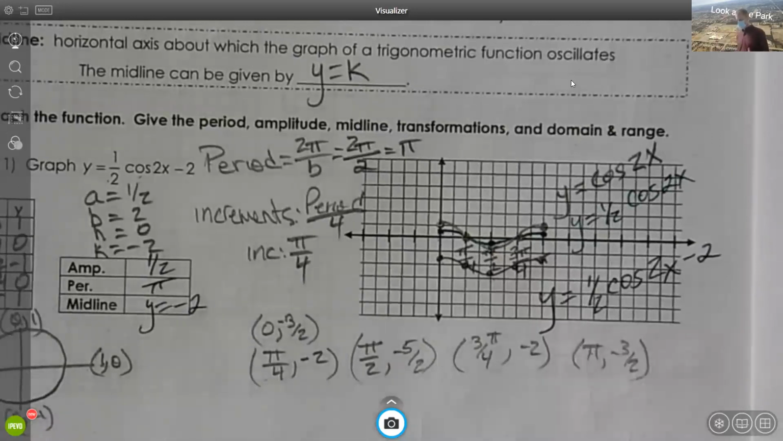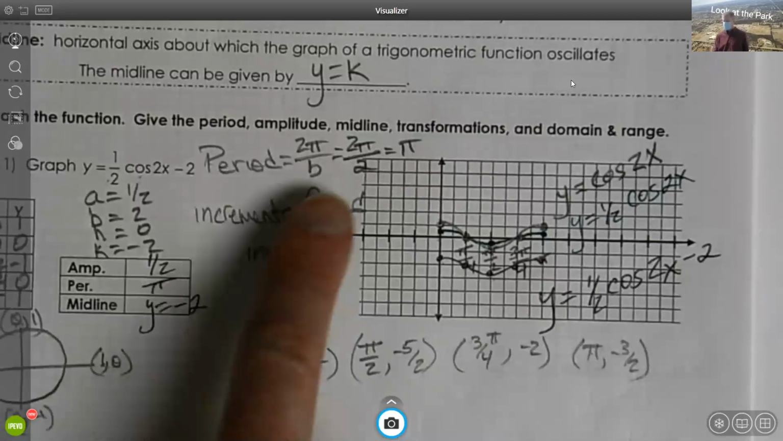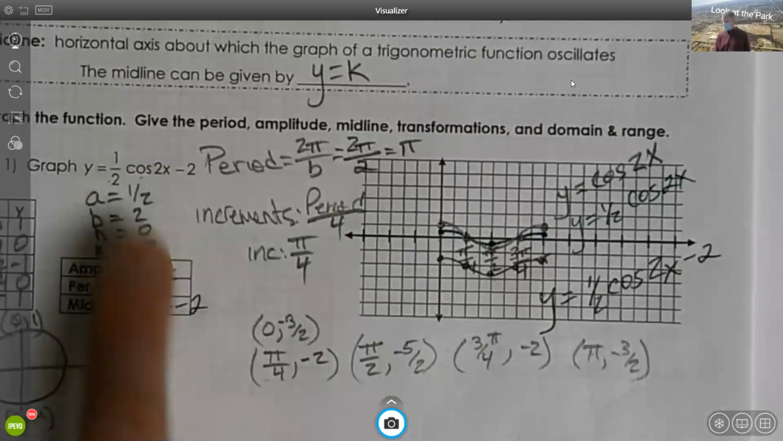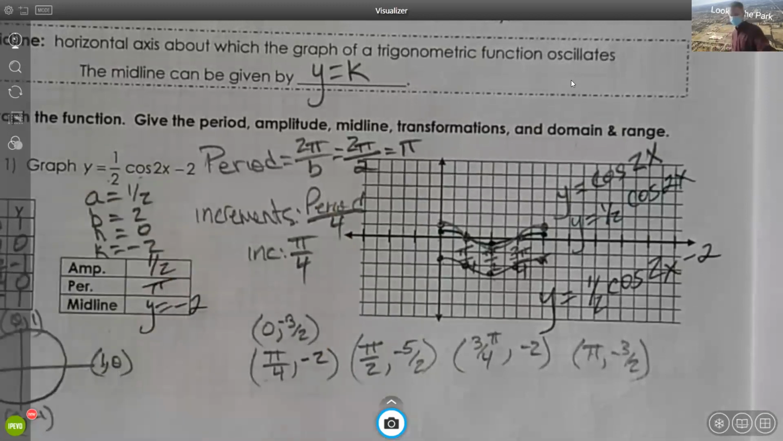You could develop a table along the way to support those, or we could graph them by figuring out our increments and shrinking it, translating it, and then we can identify our points.